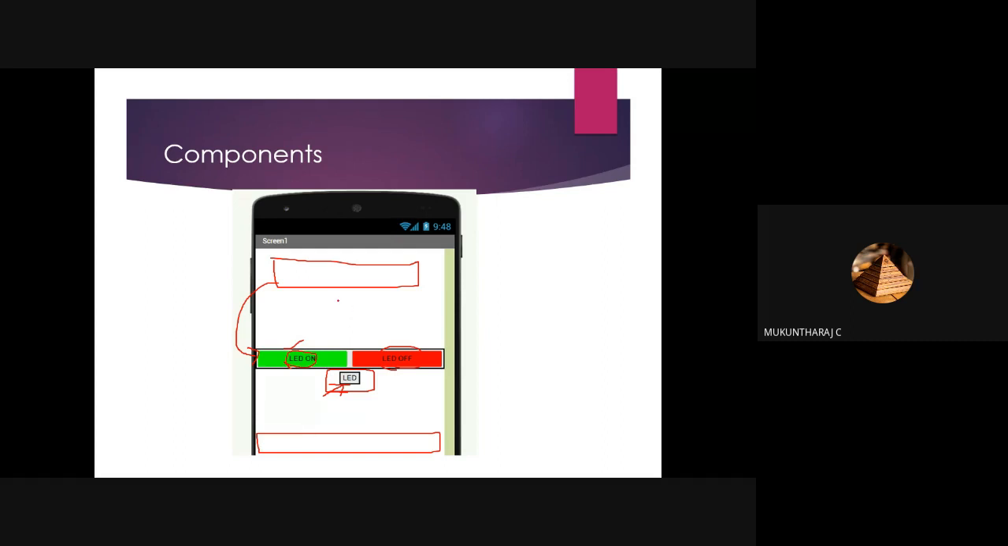While turning on this LED, a notification will come saying LED turned on. While it is turned off, by pressing the LED off button, it is going to give you LED turned off. The notification is an invisible component in this particular app. That is why it is not available in this screen.